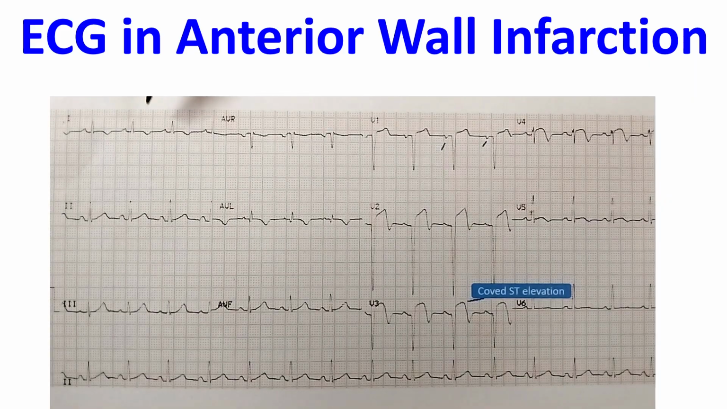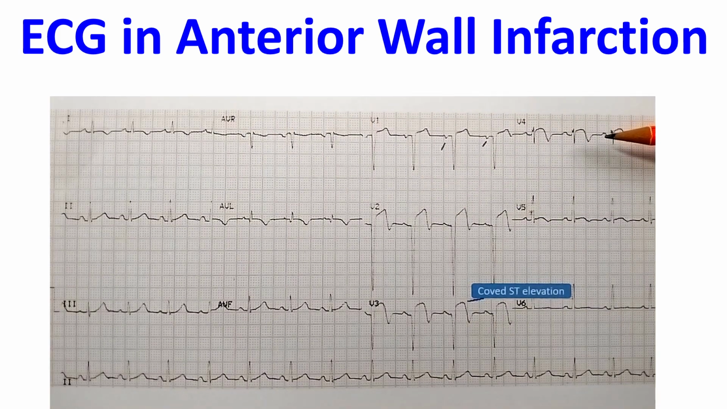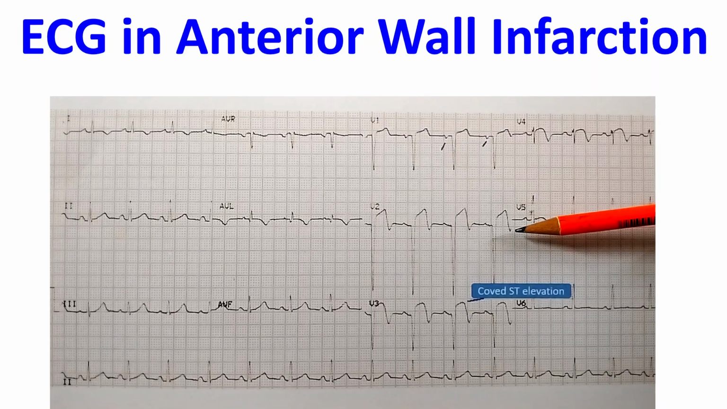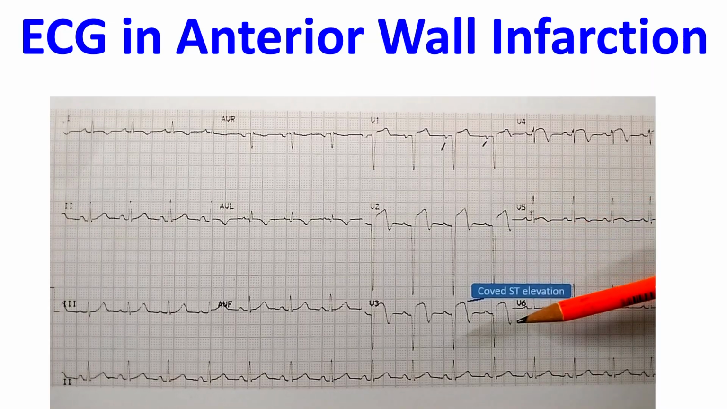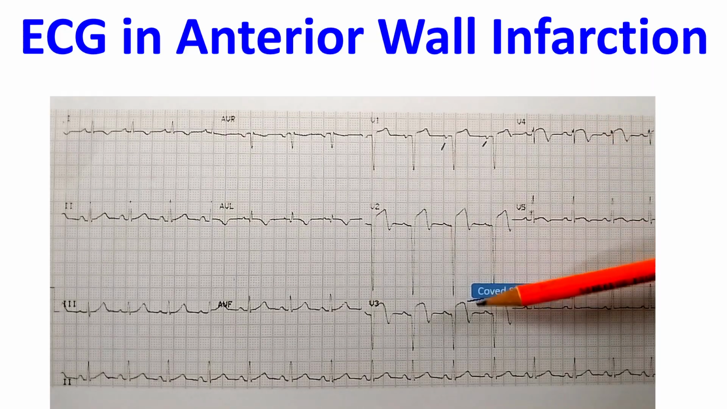Here the T wave is inverted in lead 1 and AVL. In AVL there is also a small Q wave. AVL is suggestive of lateral or high lateral involvement, I would say. And T inversion is seen. T has partially got inverted in V2, V3 and V4. V5 also has T inversion. The ST becomes coved. This is the coved ST elevation. Coved ST segment elevation.